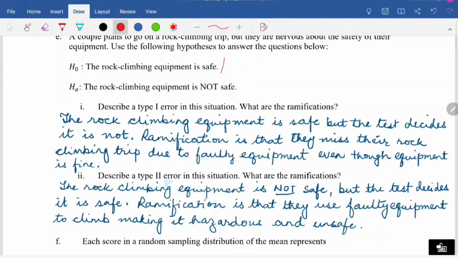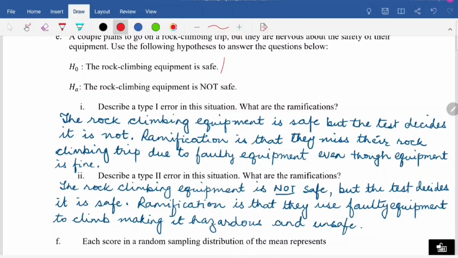Part 2 says describe a type 2 error in this situation. What are the ramifications? In a type 2 error, the null hypothesis is false. That means the equipment is not safe, so this is dangerous. The rock climbing equipment is not safe, but the test decides it is safe. That's dangerous, correct? Somebody is using equipment which is really not safe. The ramification is that they use faulty equipment to climb, making it hazardous and unsafe. Okay, so this is how you should be answering these questions.